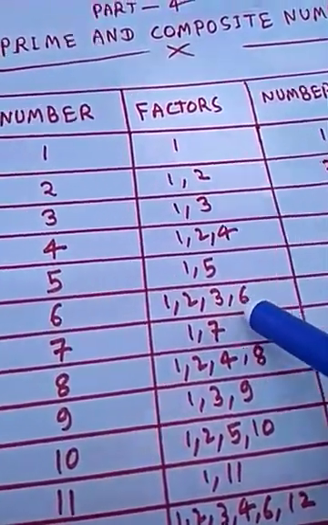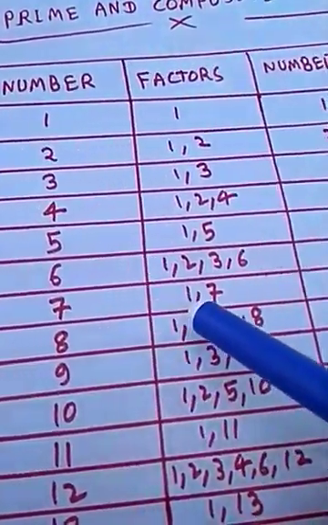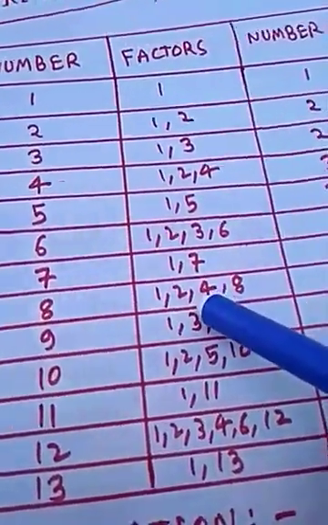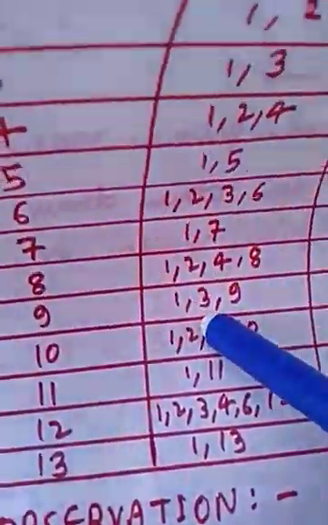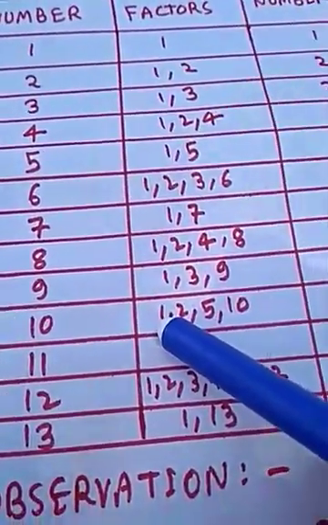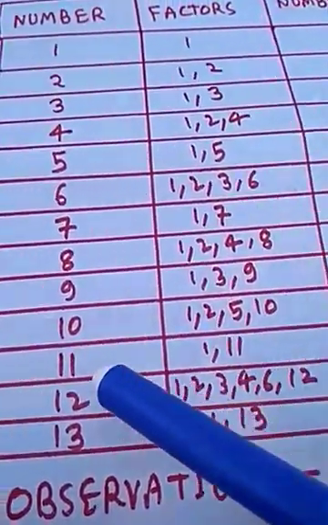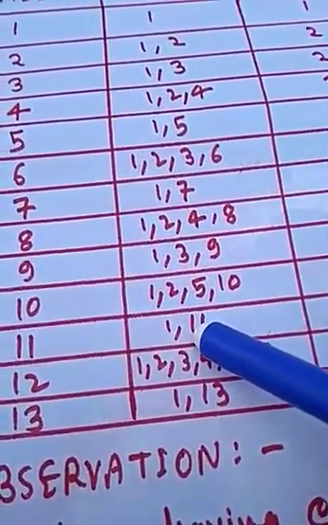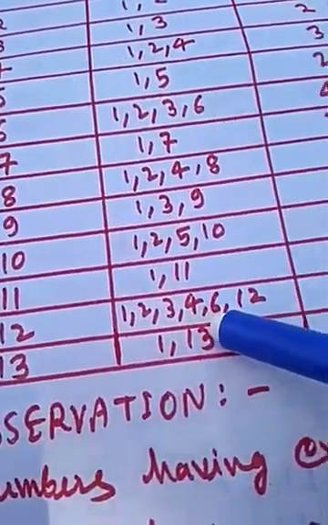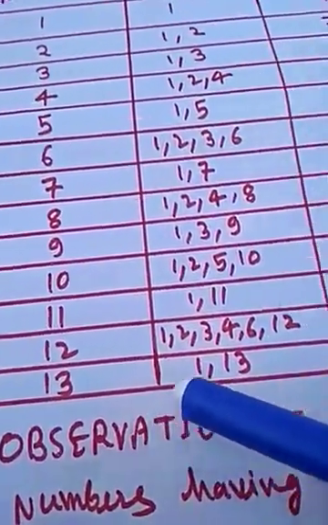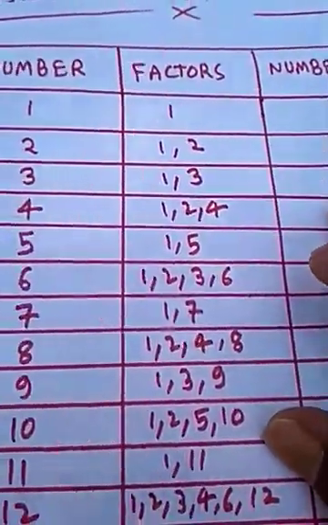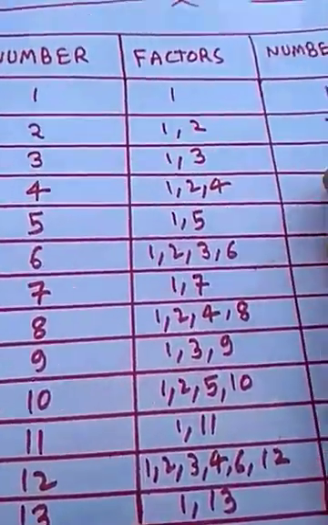Factor of 7 is 1 7, factor of 8 is 1 2 4 8, factor of 9 is 1 3 9, factor of 10 is 1 2 5 10, factor of 11 is 1 11, factor of 12 is 1 2 3 4 6 and 12, factor of 13 is 1 and 13. Now here we shall pay attention to the factors of numbers from 1 to 13.